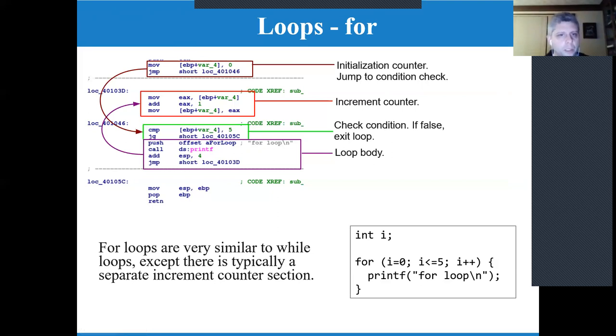I'm going to be honest with you, it's a little weird. I'm not sure off the top of my head why it's doing that, but it's probably to clean up the stack from printf. And then it jumps up to the increment counter right up here, where it moves var 4 into EAX, adds 1 to EAX, and then moves EAX back into var 4. So very similar to the while loop, just the increment counter section is set up a little bit differently.